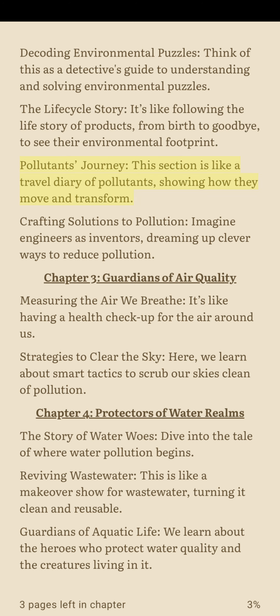Pollutants' journey. This section is like a travel diary of pollutants, showing how they move and transform. Crafting solutions to pollution. Imagine engineers as inventors, dreaming up clever ways to reduce pollution. Chapter 3. Guardians of Air Quality. Measuring the air we breathe.